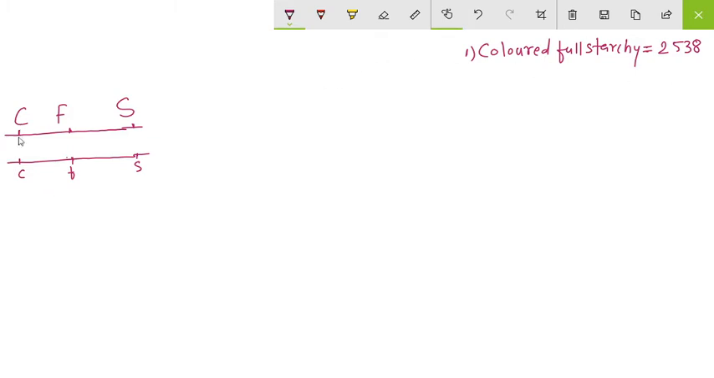Then this one, that is colorless, shrunken and waxy. So colorless, shrunken and waxy. The number of them is 2708. Okay. Then the first crossover takes place at this place.